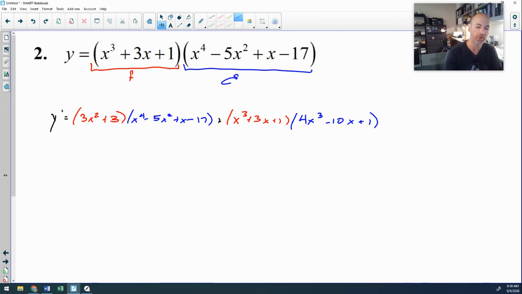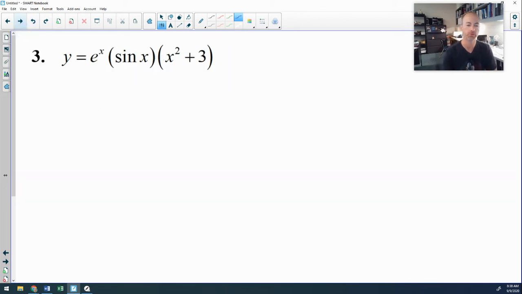And I am not going to clean these up anymore beyond the first derivative. There may be times later on in the year where we need to do some algebra to the end result, but right now I'm focusing on just getting through the product rule and making sure we understand the calculus behind the product rule.